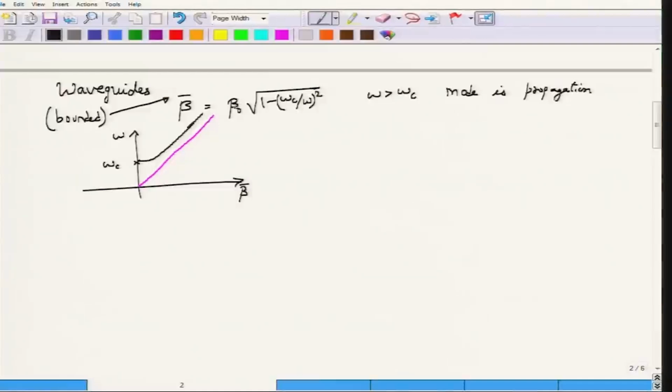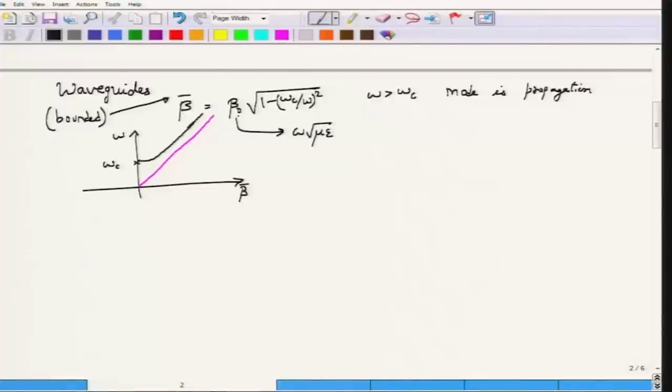So, in other words, the propagation constant becomes nearly the same as that of the free space propagation constant beta 0, which again is given by omega into square root of mu epsilon, where mu and epsilon are the constituent parameters of the medium that is used to form the waveguide. So, you have beta bar equals beta 0, which is actually omega into square root mu epsilon, multiplied by a certain factor, and this factor is making the relationship between omega and beta non-linear.